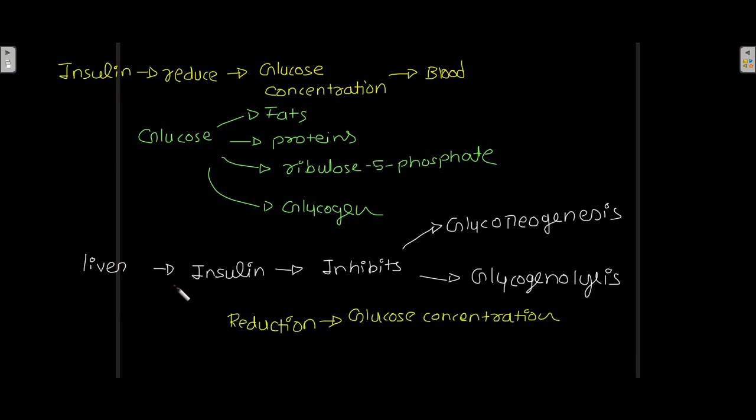Now, in liver, insulin inhibits these two processes, that is gluconeogenesis and glycogenolysis. Gluconeogenesis is the synthesis of glucose from non-carbohydrate precursors. So the synthesis of glucose is inhibited here, and in glycogenolysis, glycogen is broken down and glucose is produced. So both the processes are producing glucose, and this is inhibited by insulin, and that is how insulin is reducing the glucose concentration in liver by inhibiting these two processes.